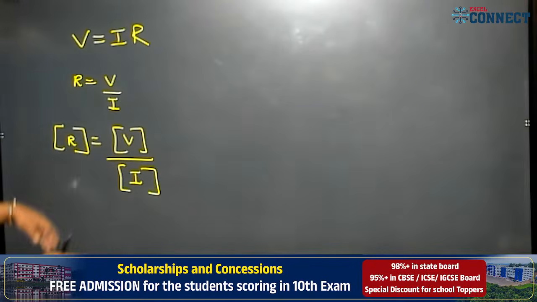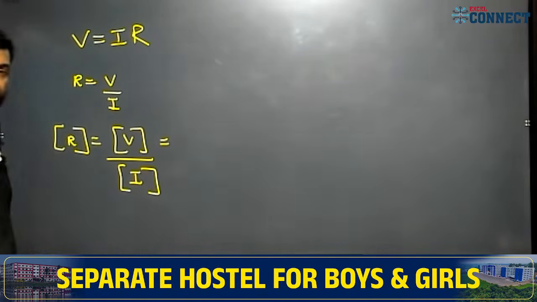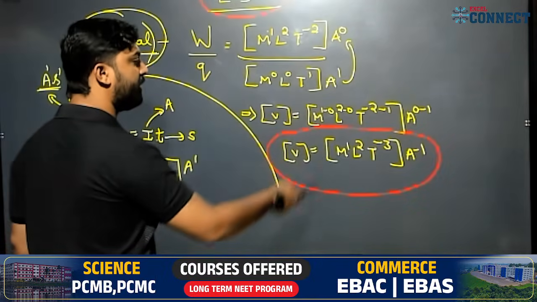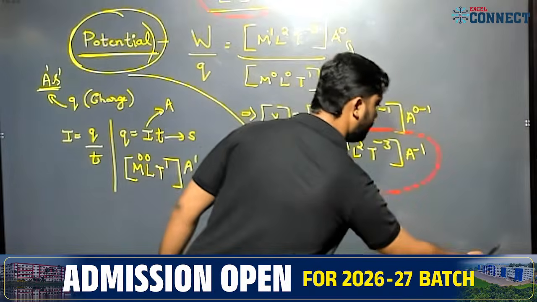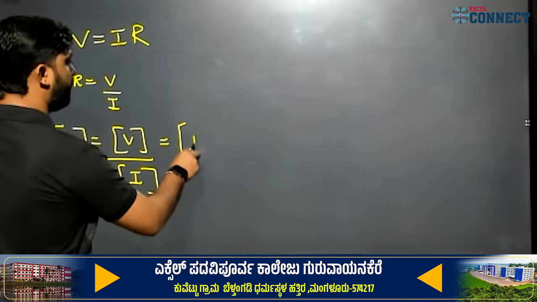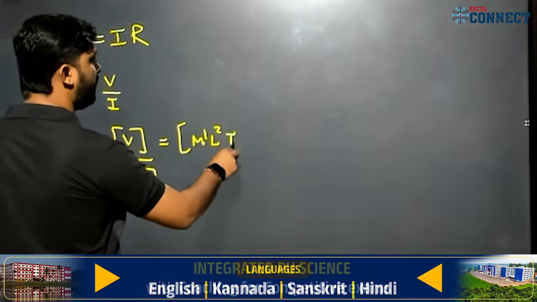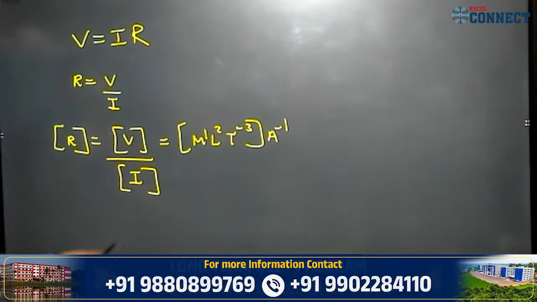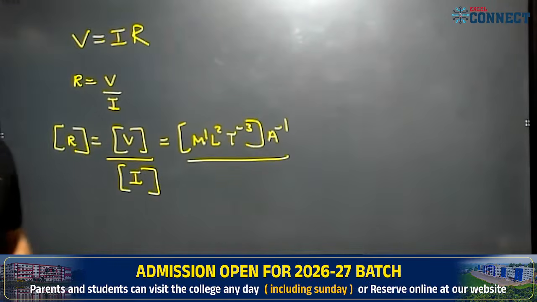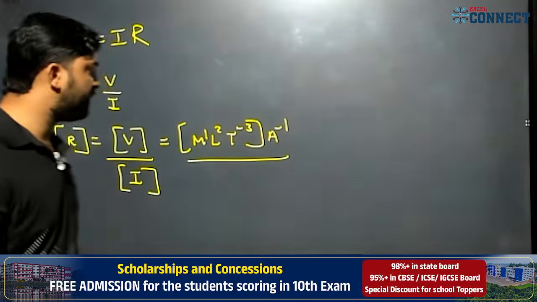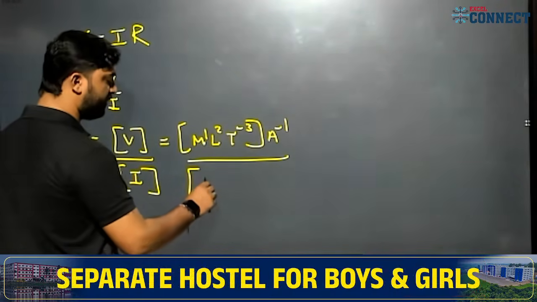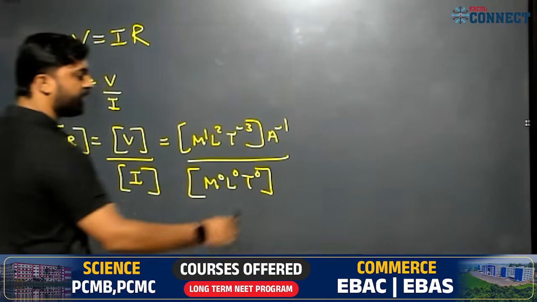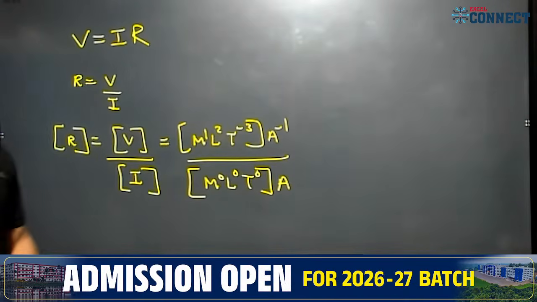Yes. Now look, we have derived the dimension of V. What is the dimension of V that we derived here? Remember this, M1 L2 T-3 A-1, right? M1 L2 T-3 A-1, correct, right? And divide by, what is I? I is current. Current is the base unit. Remember, current is the base unit, the base physical quantity. So M0 L0 T0. What does the dimension of current become? M0 L0 T0, with A outside the bracket.